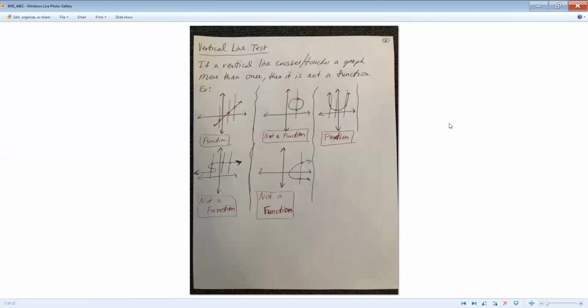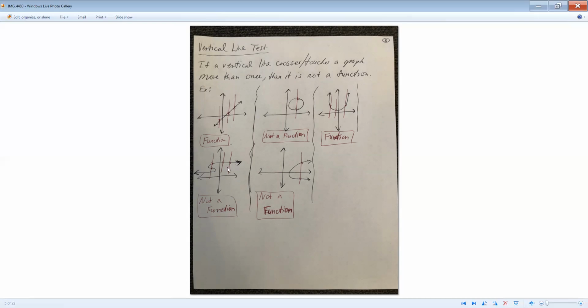All right, last thing out of this section, the vertical line test. If a vertical line crosses or touches the graph more than once, then it's not considered a function. So here I have my linear equation. If I draw a vertical line through it, no matter where I draw it, it's only going to touch it once. So that is a function. A circle is not a function. If I draw a vertical line through it, it touches it twice. Parabola is a function. No matter where I draw my vertical line, it's only going to touch it once.